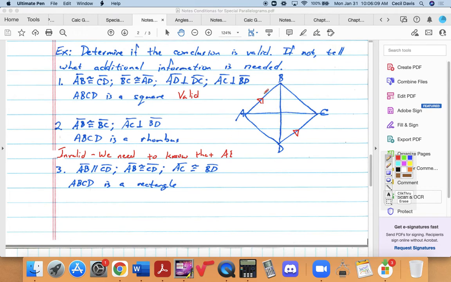AB is congruent to CD. Do we know it's a parallelogram now? Yes, I've got two sides that are both parallel and congruent. And then it says AC is congruent to BD. So here we knew it was a parallelogram. Now we've got congruent diagonals. Does that make it a rectangle? Yes, this is valid.